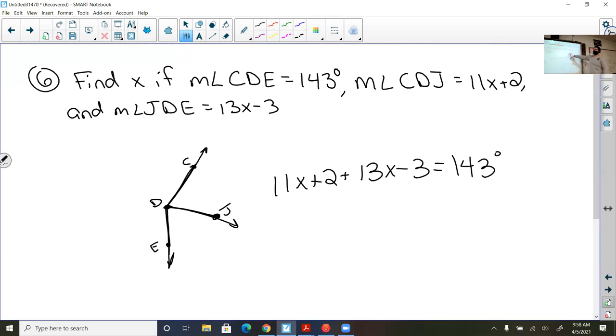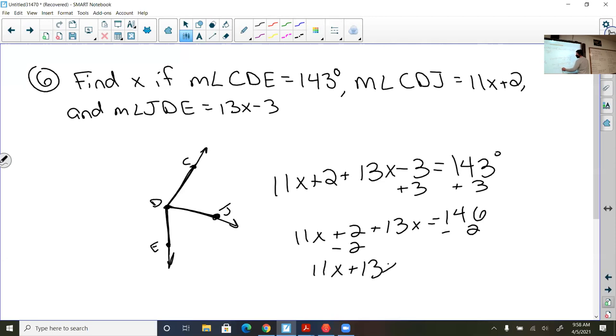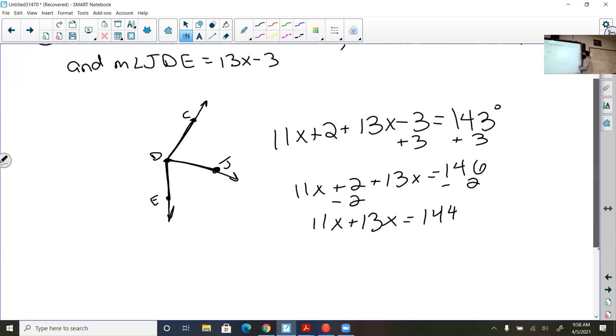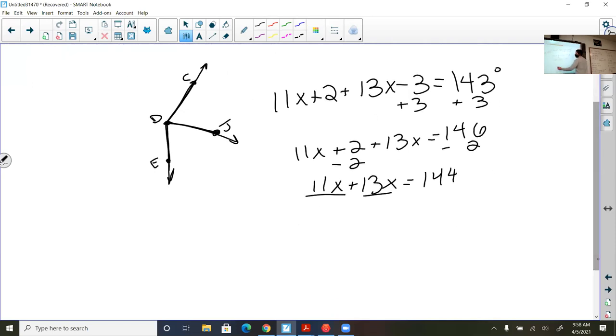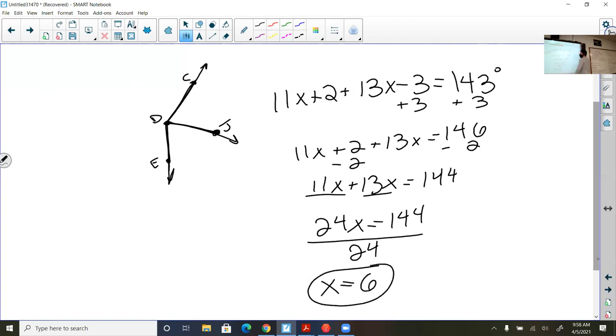Now in this case, I do have a constant on the right, so you're free to add the 3 and subtract the 2, or combine the 3 and the 2 first. Completely up to you. I've been combining, so I'm going to do them separately this time. And then these, I will just have to combine. 11 plus 13 is going to give me 24x equals 144. And I'm going to divide by 24. And again, using mental math or your calculator, I'm getting x equals 6.